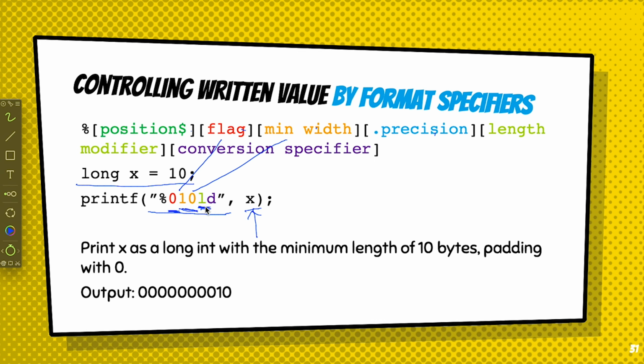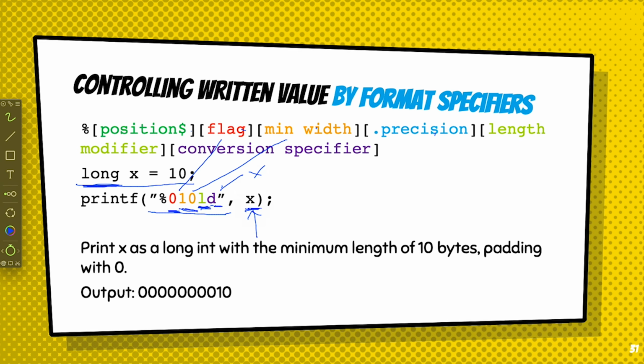And then here is l, pay attention, this is l, not 1. And l means that the variable that we want to output is a long, which corresponds to the type of variable x. And then the last one, d, is called the conversion specifier, and this is the most common one that we come across in printf statements, which specifies the format. Like d means that this is decimal. We can also use x, which means that this is going to be in hex. So in this case, we print x as a long int with a minimum length of 10 bytes, and if it's not, we pad it with 0.